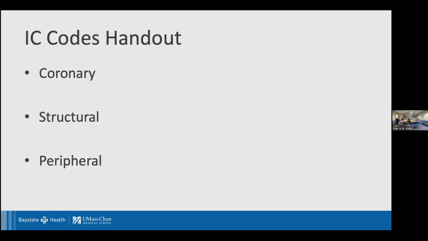Next section. This is a little bit of a whirlwind, but we're going to talk about a couple of codes. I'm going to send that handout in the chat once more in case people don't have it. Okay, so if you have the handout either in the chat or there are a bunch of them back there, I've created this handout that lists codes for coronary, structural, peripheral, and evaluation and management coding.